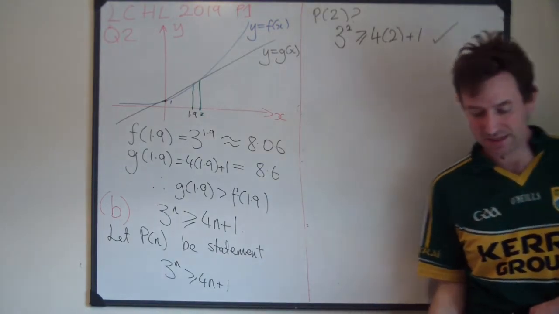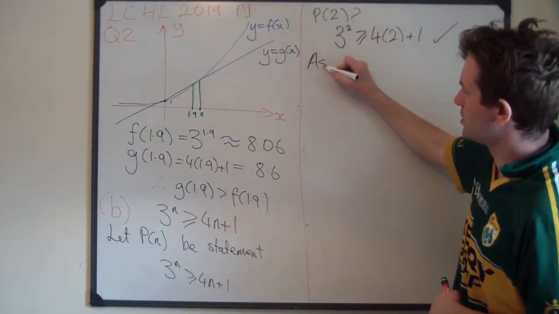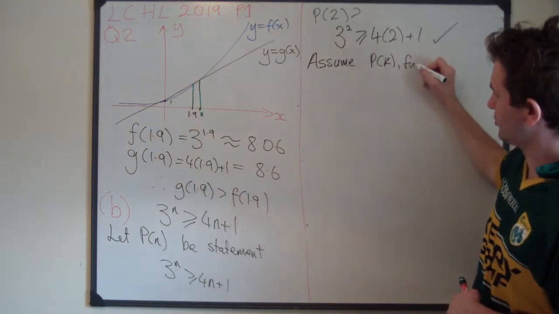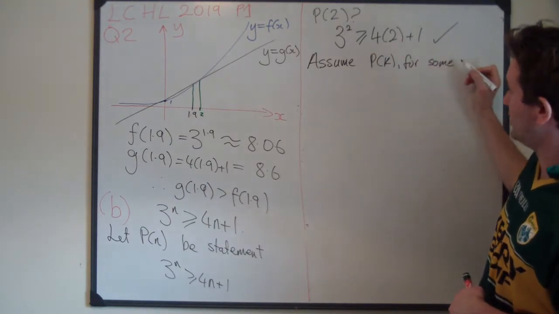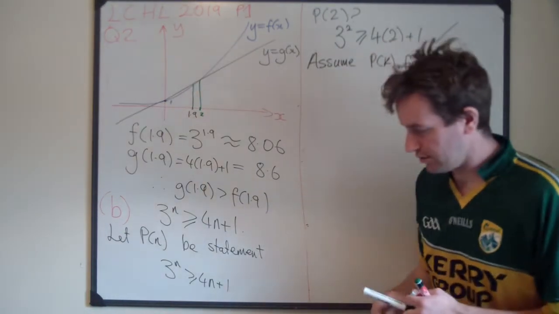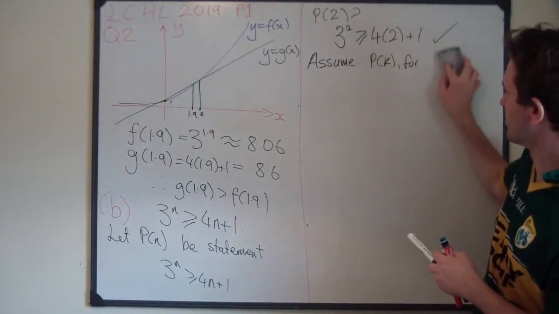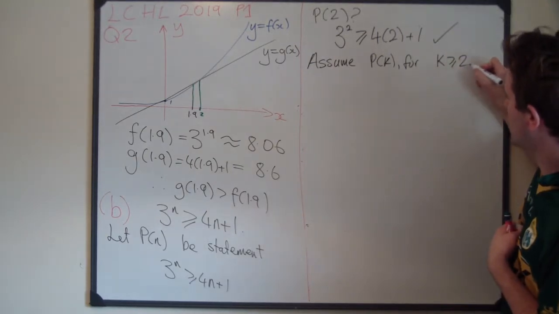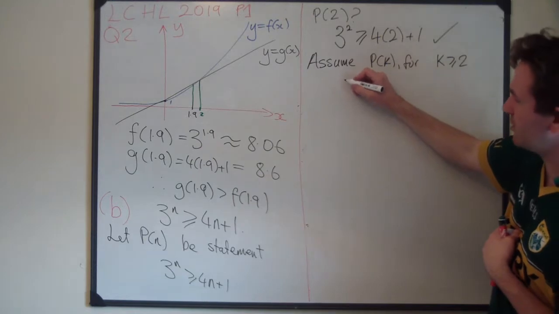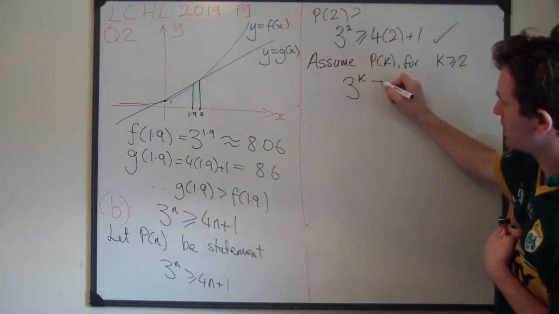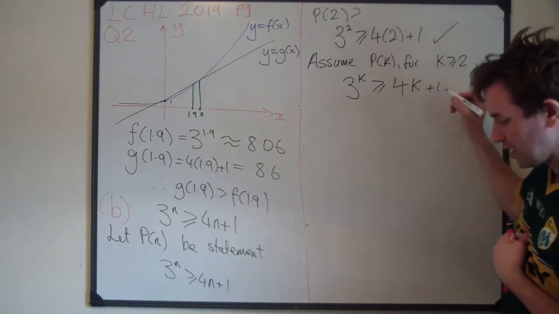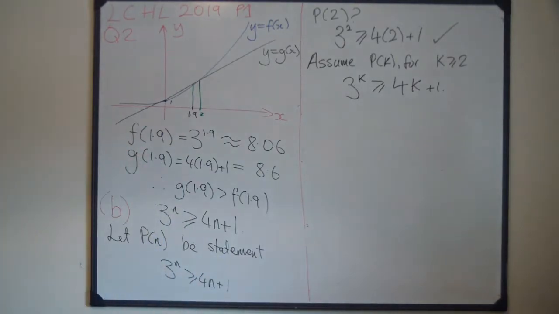Okay, so the base case is true. Now assume P(k), that is, for some or any k, a natural number, and it'll have to be bigger than or equal to 2, that 3 to the power of k is greater than or equal to 4k plus 1.